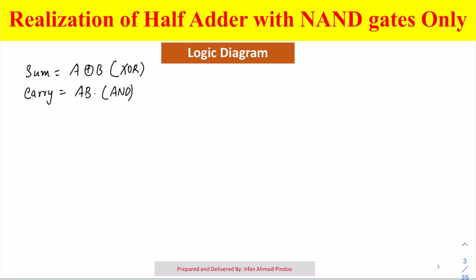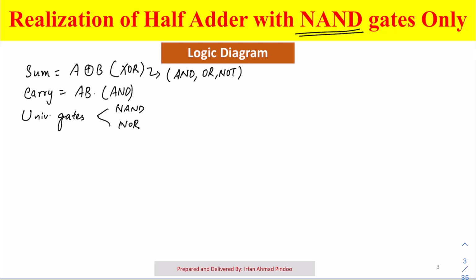And if we talk about a realization with basic gates, this XOR gate can be further derived with AND gate, OR gate and NOT gate. Now what is the purpose of using a universal gate, suppose NAND? So for that we should know the concept of universal gates. There are two types of universal gates, which are NAND and NOR. And the reason why we use universal gates is, first of all, we can implement any function using them.